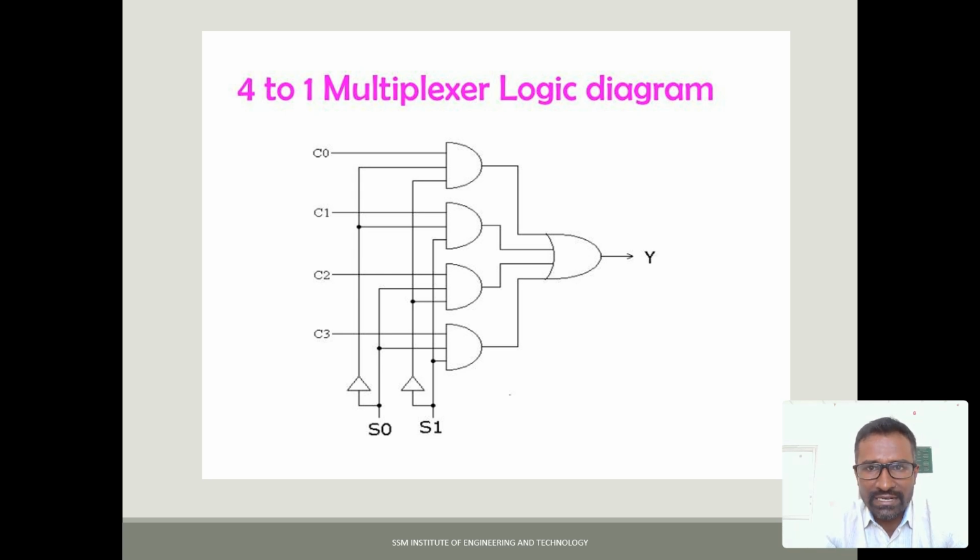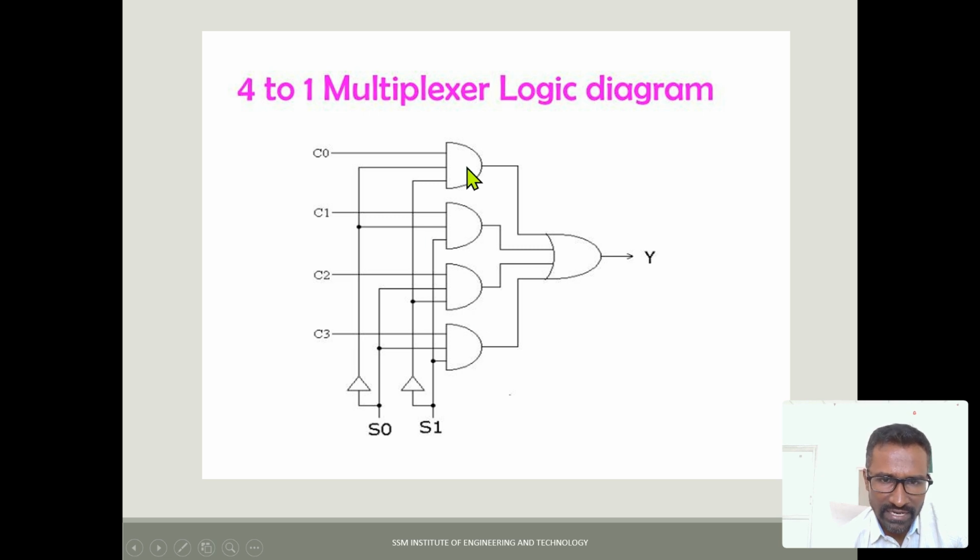And this is the logical diagram. The logical diagram contains AND gates and an OR gate. Each AND gate has 3 inputs and 1 output. See that, 1 AND gate. There are 4 AND gates because 4 inputs are available. If it is 8 inputs, 8 AND gates are needed. If it is 16 inputs, 16 AND gates are needed. If it is 4 inputs, I am choosing 2 selection lines, and if it is 8 inputs, I will use three selection lines.